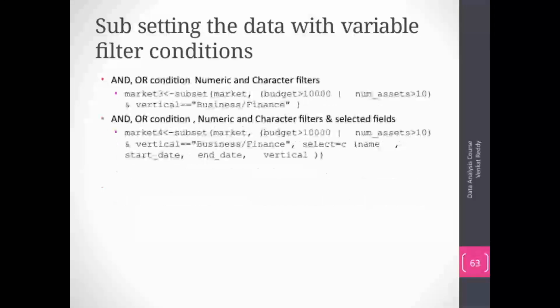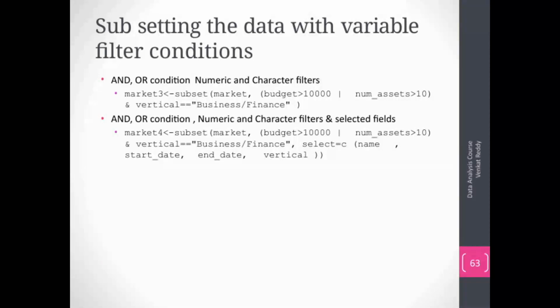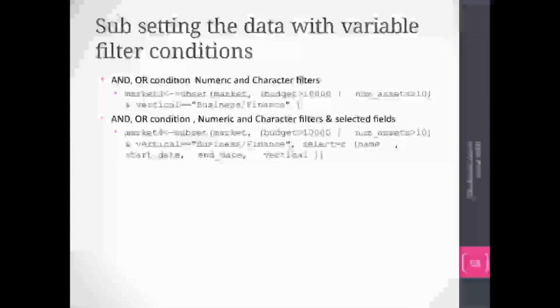Moving on, we have Market 4, where we add an extra layer of specificity. We're not only applying the same combined conditions, but we're also selecting specific fields, name, start date, end date, and vertical, that we want to include in our subset. This helps us focus on relevant data points and makes our analysis more efficient.